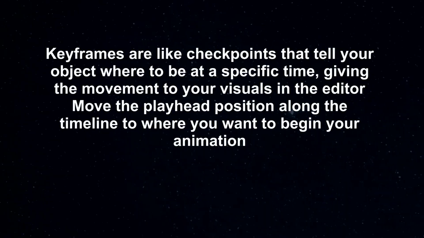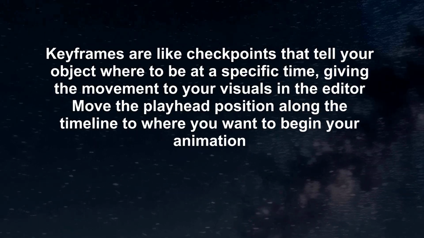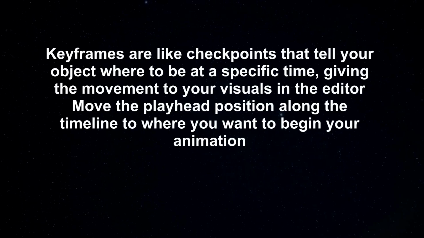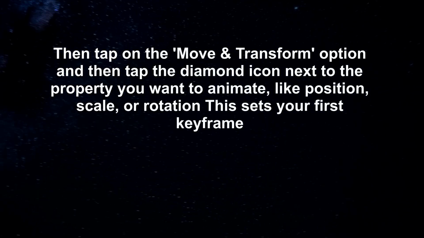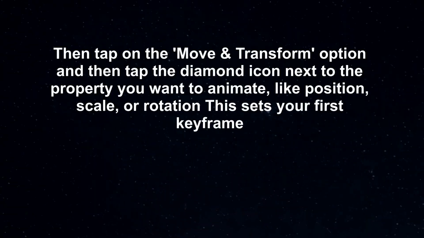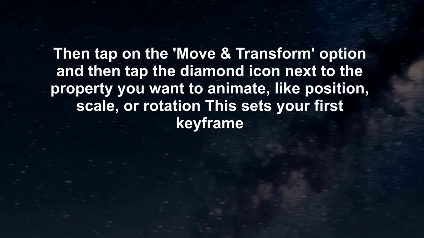Keyframes are like checkpoints that tell your object where to be at a specific time, giving movement to your visuals in the editor. Move the playhead position along the timeline to where you want to begin your animation. Then tap on the Move and Transform option and then tap the diamond icon next to the property you want to animate, like position, scale, or rotation. This sets your first keyframe.